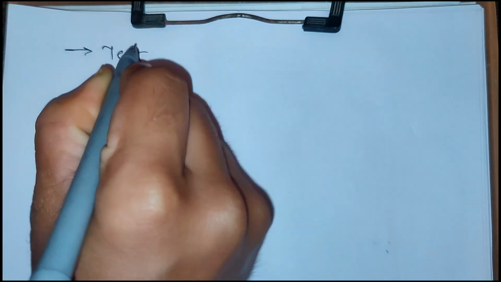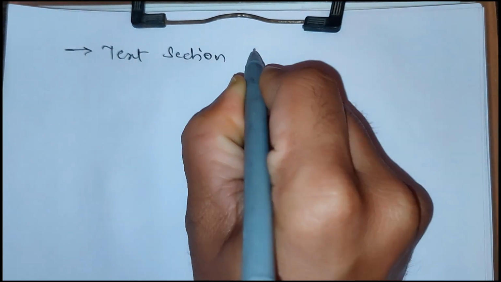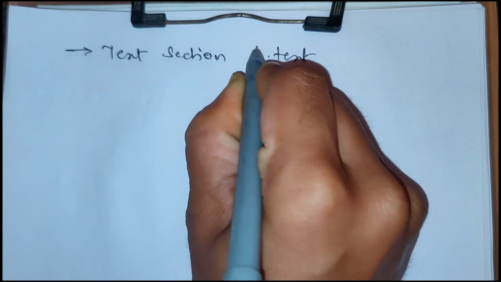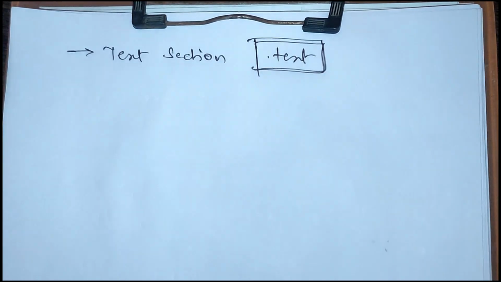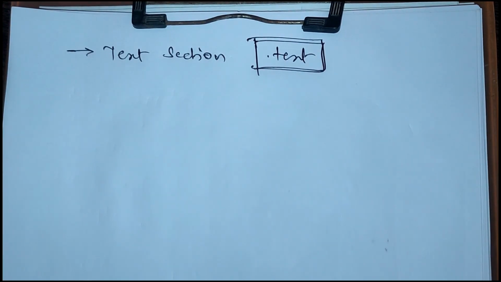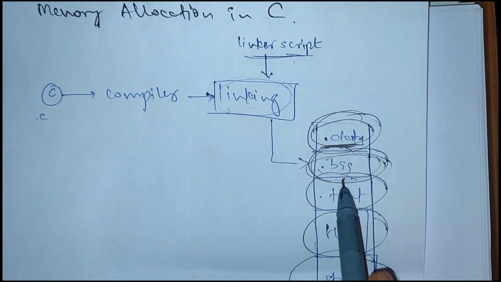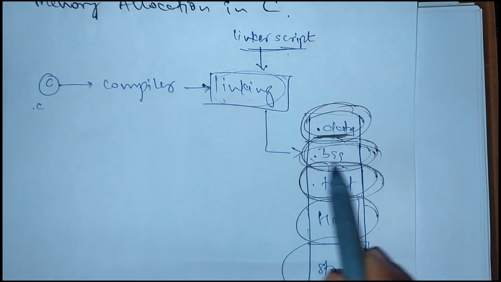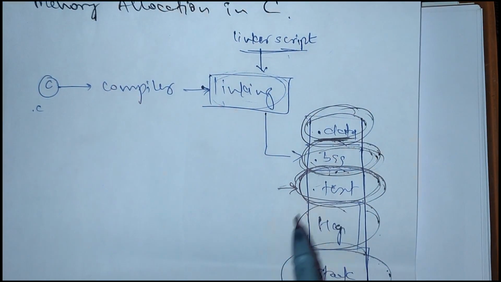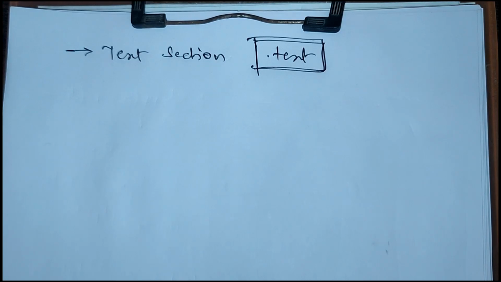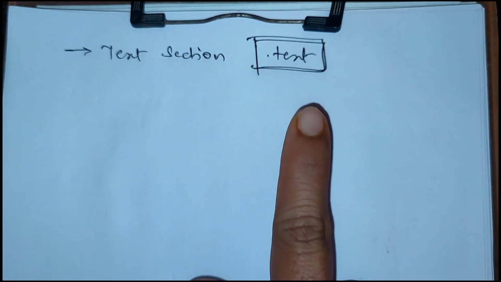Hello everyone, today we will see the text section, or we can say .text. Previously we have gone through different sections such as the data section and the bss section. Now we are here at the text section. So what things are placed in the text section? We will see the previous code here.